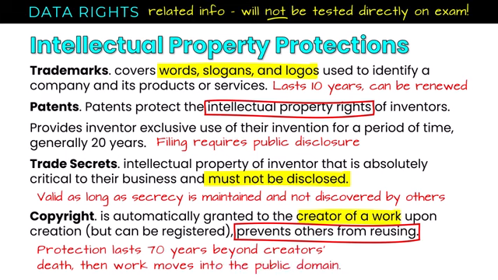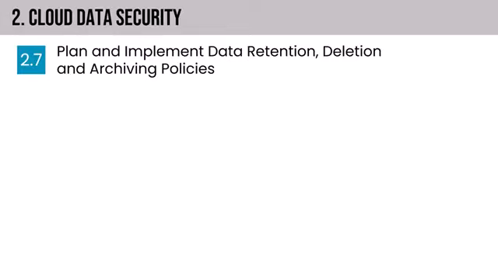It prevents others from reusing. And copyright protection lasts 70 years beyond the creator's death. Then the work moves into the public domain, where it is freely reusable. And that brings us to 2.7, plan and implement data retention, deletion, and archiving policies.